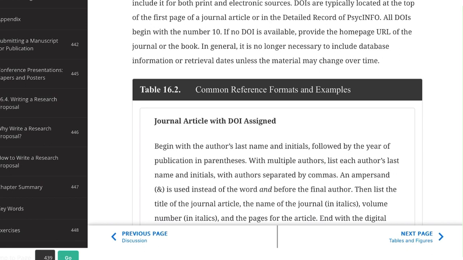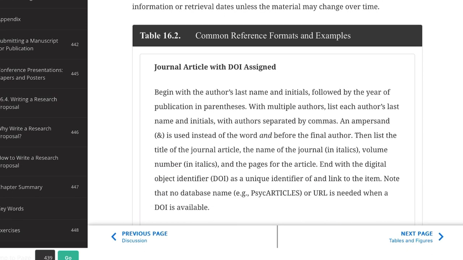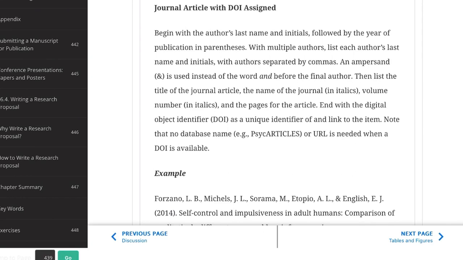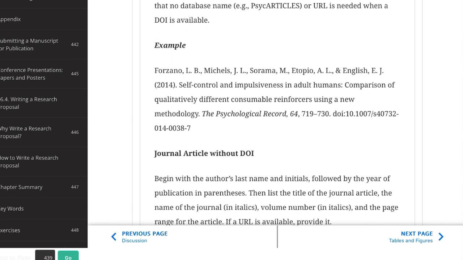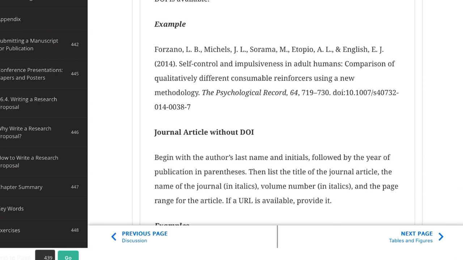Table 16.2 is showing you these common reference formats and examples. So here's a journal article, and that example there is how you would format your reference as far as what information is included. The journal article title is not italicized, but the journal itself is italicized along with the volume number, 64 there. And then the page number is 719 through 730. Notice there's not a P or a V or anything in front of the volume or the page number. It's just the numbers and the DOI there.